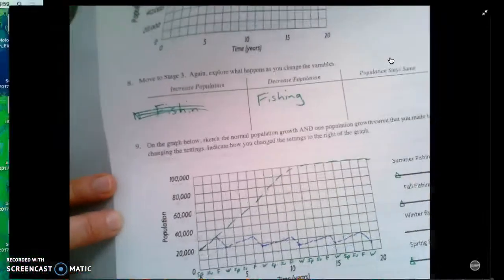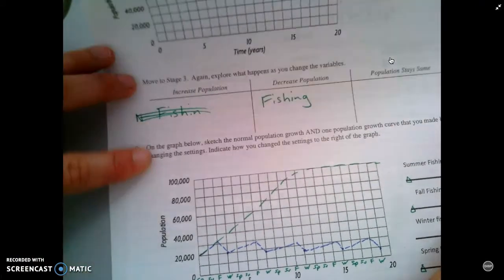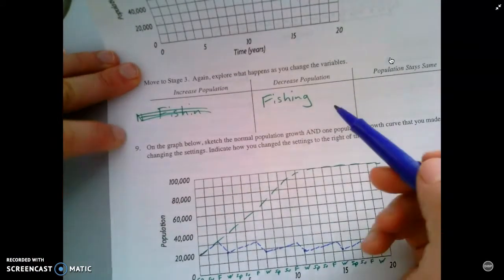Okay, so now we're going to look at the third one. In the third one, we introduce fishing to the picture. So there's fishing now for the tuna in the Gulf.